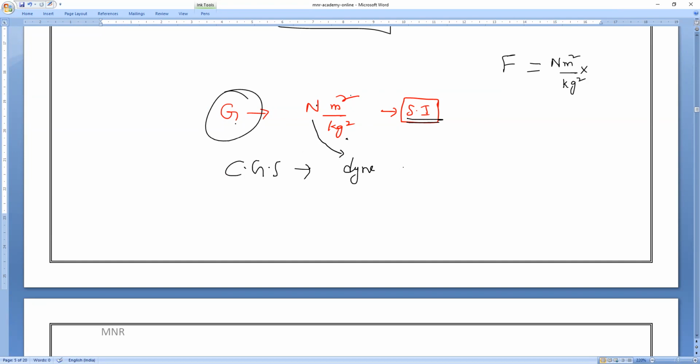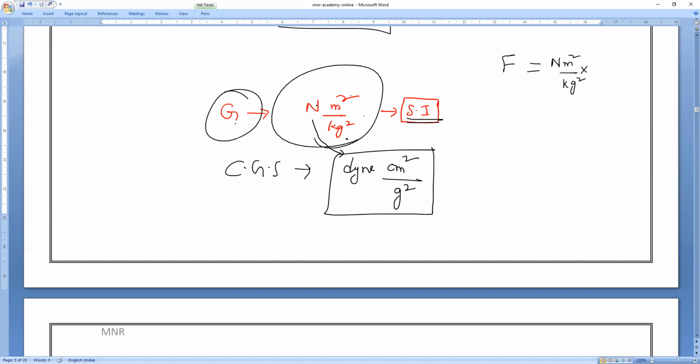Distance we can measure in what? Centimeter. So centimeter square. Kilogram we can measure in what? Grams. Gram square. So the CGS unit of G is Dyne centimeter square per gram square. Please write it. This is the CGS unit of G, and the SI unit is Newton meter square per kilogram square.